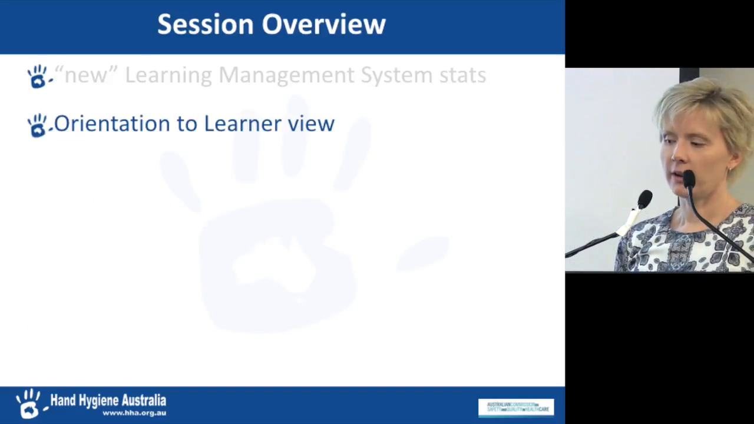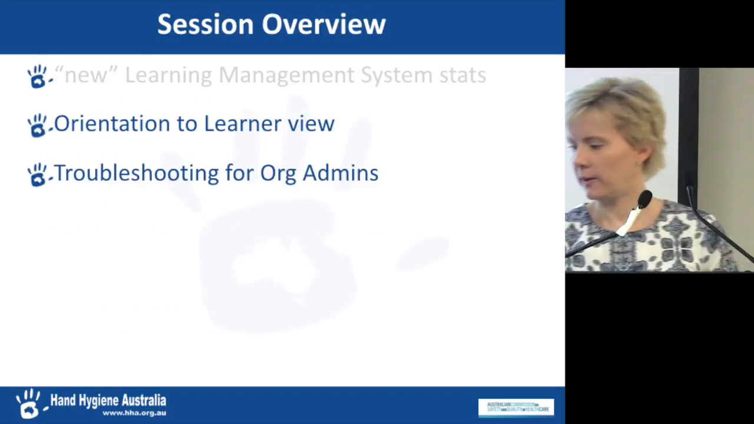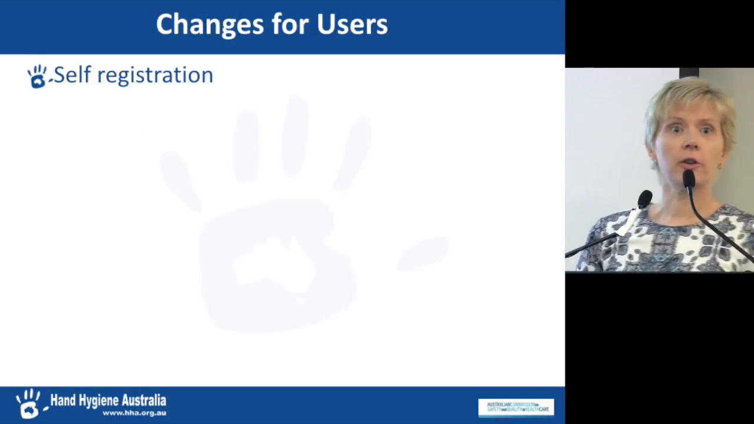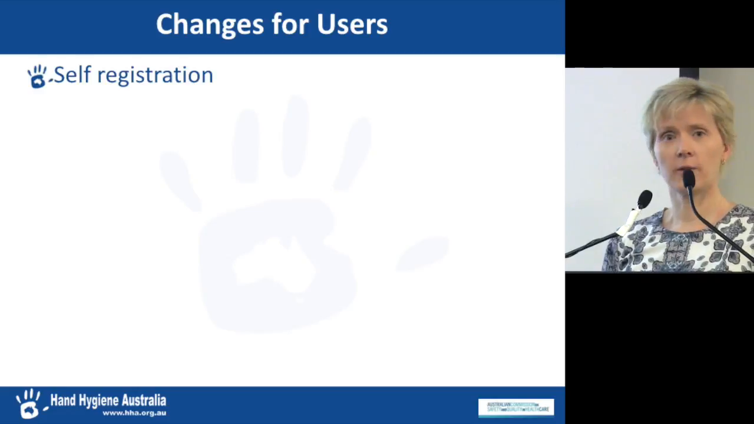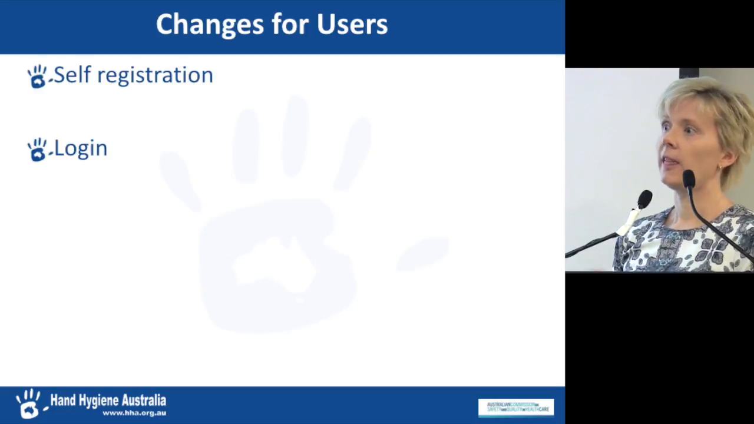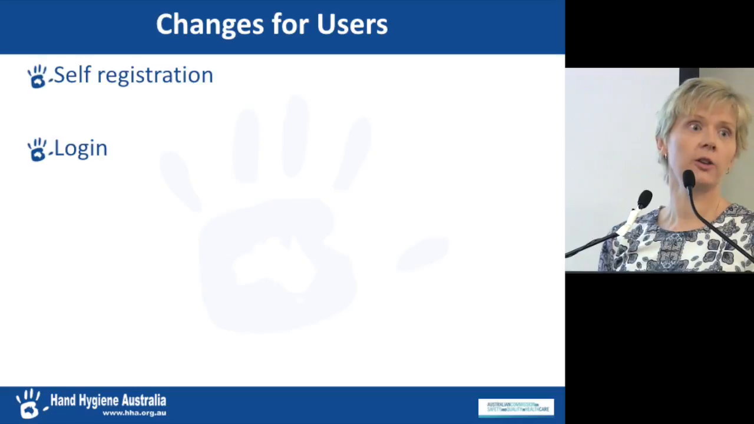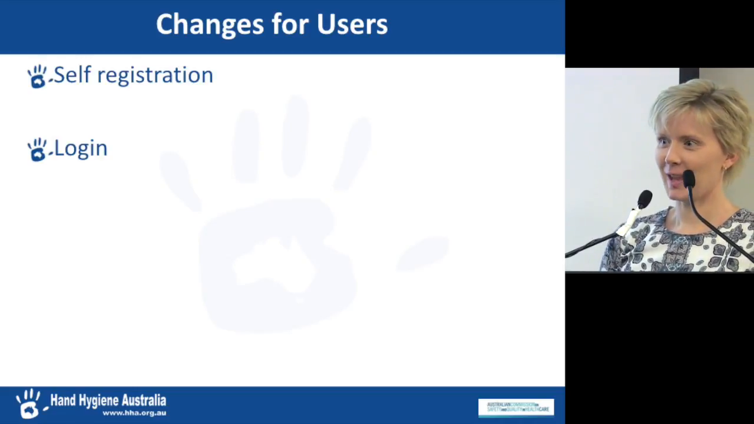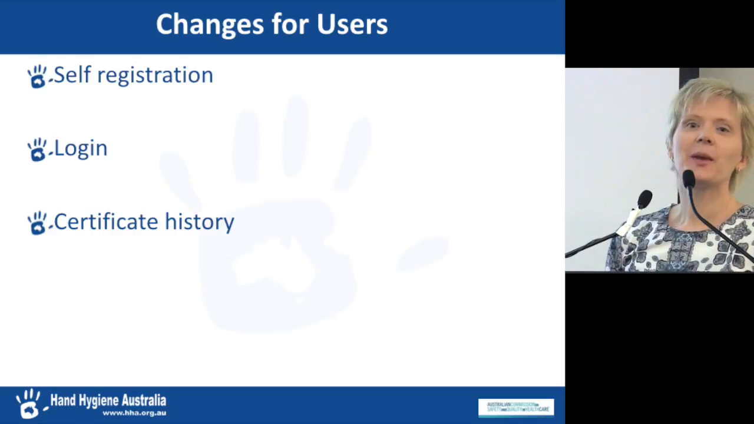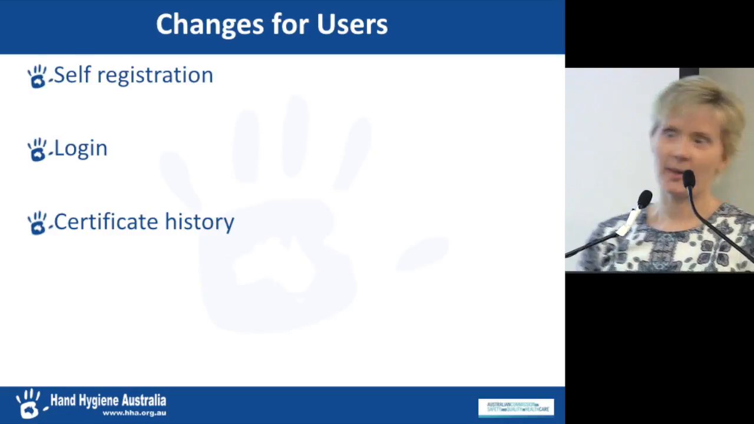So to move on to the orientation to learners and some troubleshooting for organisation administrators. The changes for the users are that they need to self-register. They need to register in the system the very first time they use it. Then they get a login generated to be able to use for the life of Hand Hygiene Australia, hopefully forever. Keep me in a job. They will also be able to access the certificate history anytime they need it.